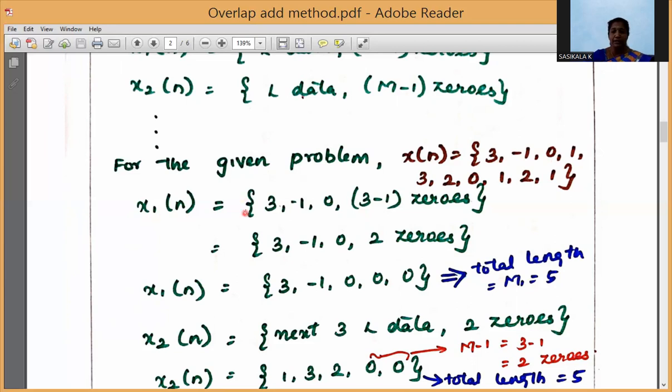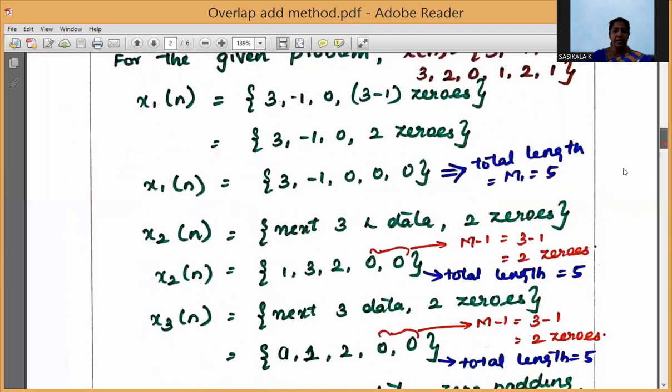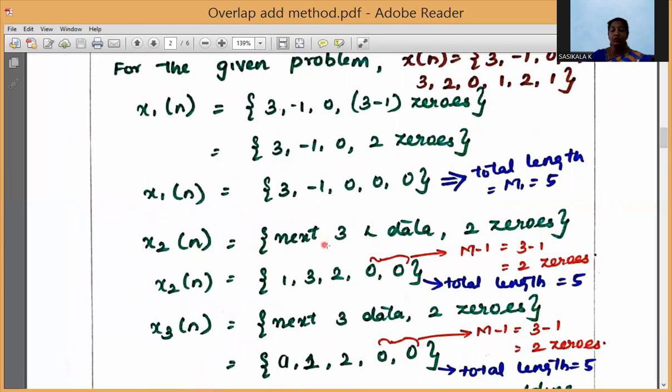So x1 of n is equal to 3, minus 1, 0, 2 zeros. Okay, so x1 of n is equal to 3, minus 1, 0, 0, 0. So this is the total length m1 is equal to 5. The next is x2 of n is equal to the next 3 data and 2 zeros.